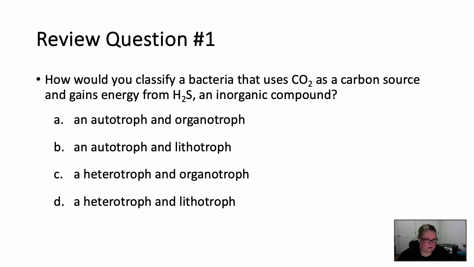Okay, so let's start with some review questions. Review question number 1: how would you classify a bacteria that uses carbon dioxide, CO2, as a carbon source and gains energy from H2S, an inorganic compound? Is it A, an autotroph and an organotroph, B, an autotroph and a lithotroph, C, a heterotroph and an organotroph, or D, a heterotroph and a lithotroph? Pause the video, take a second, flip through your notes, go maybe back to that chart in chapter 6.3, and see if you can find the answer.